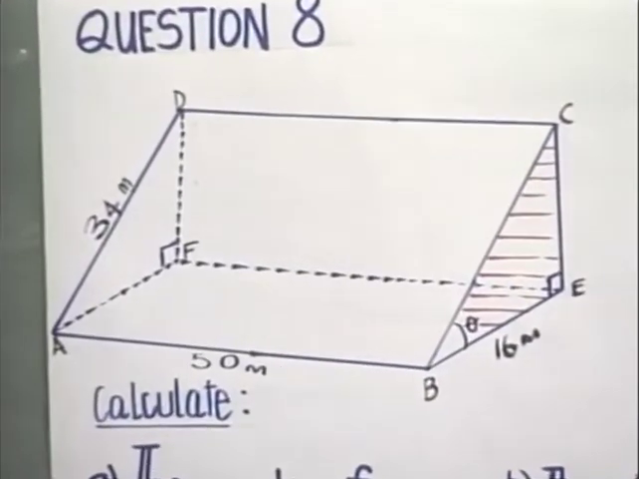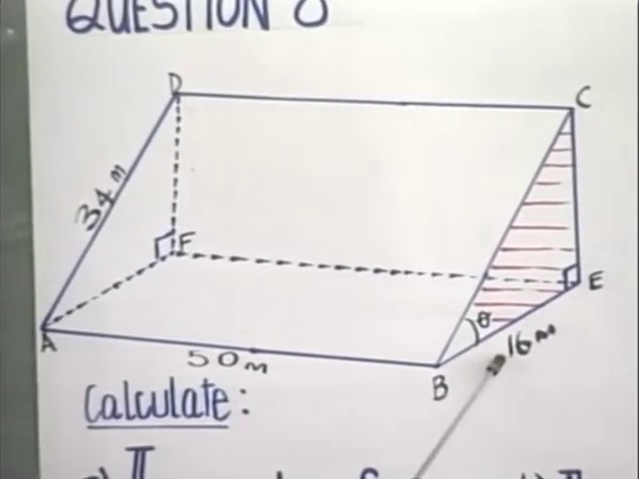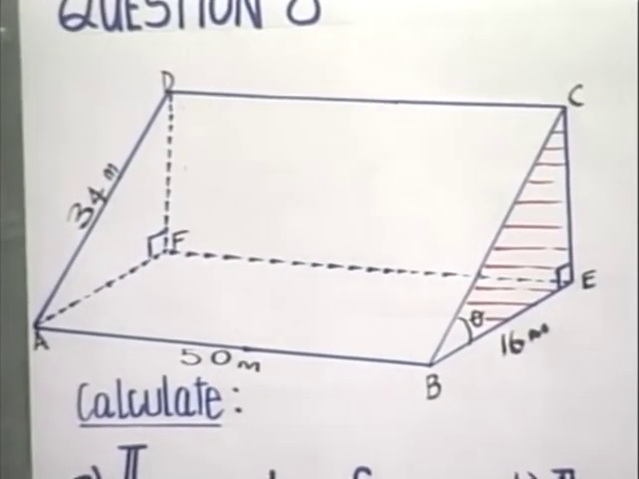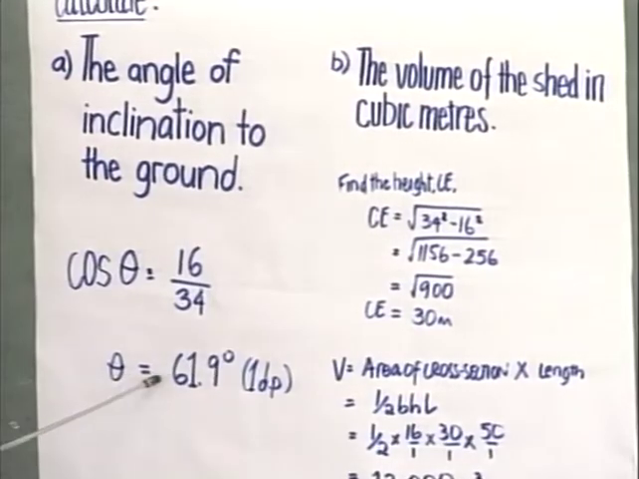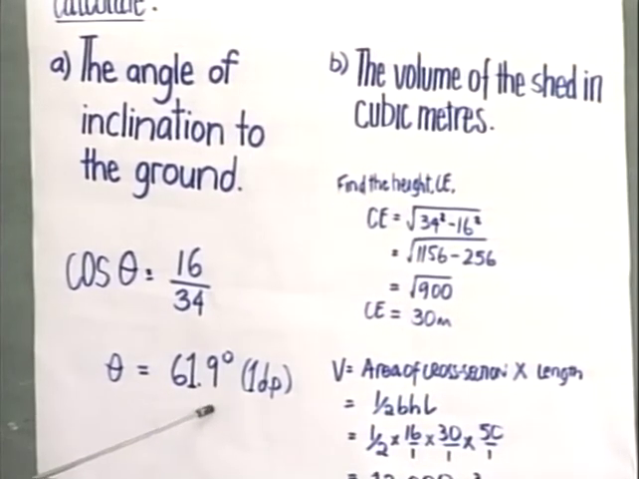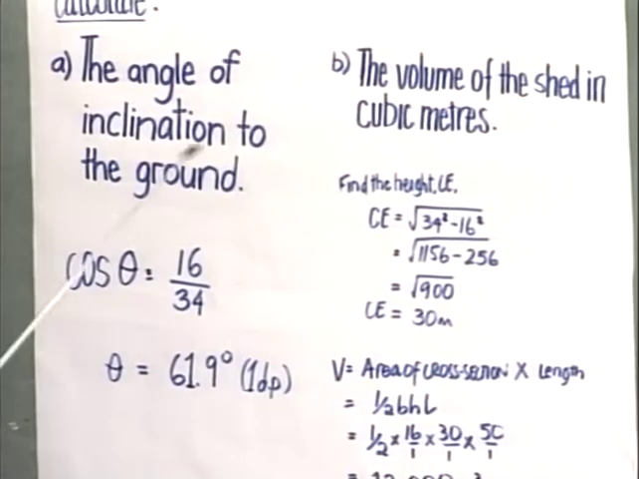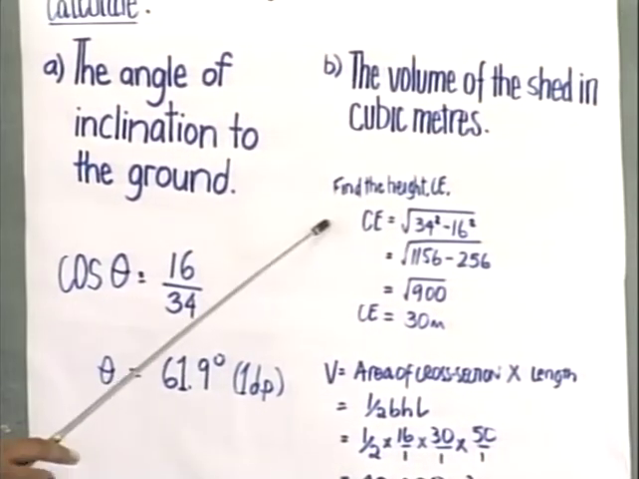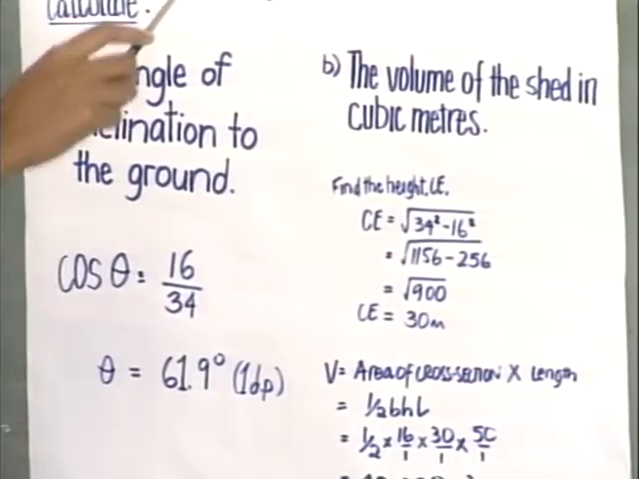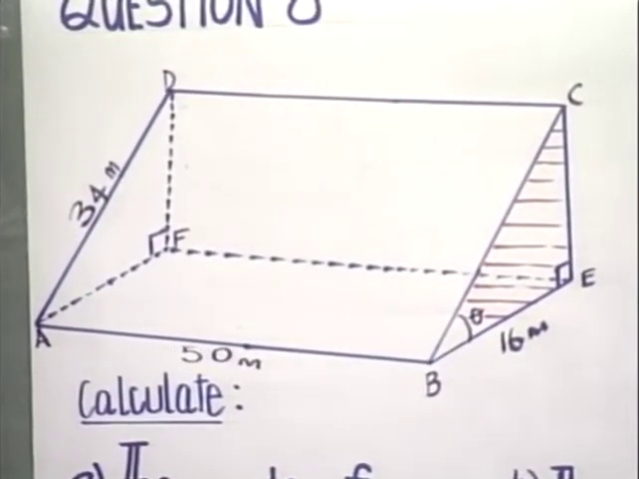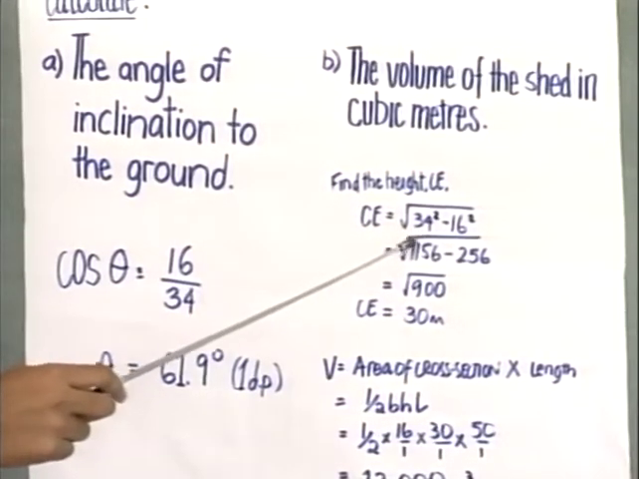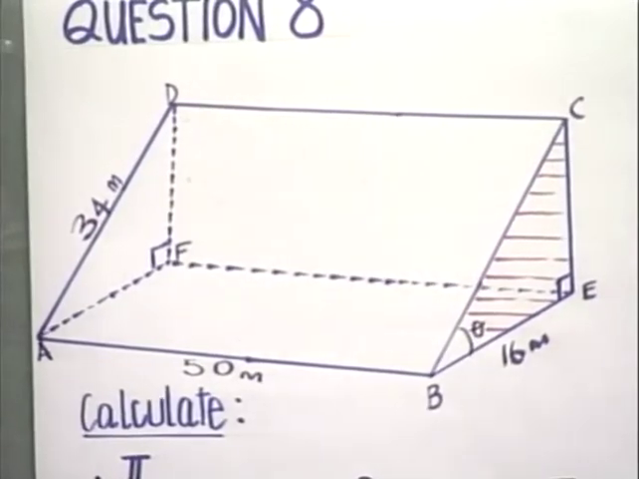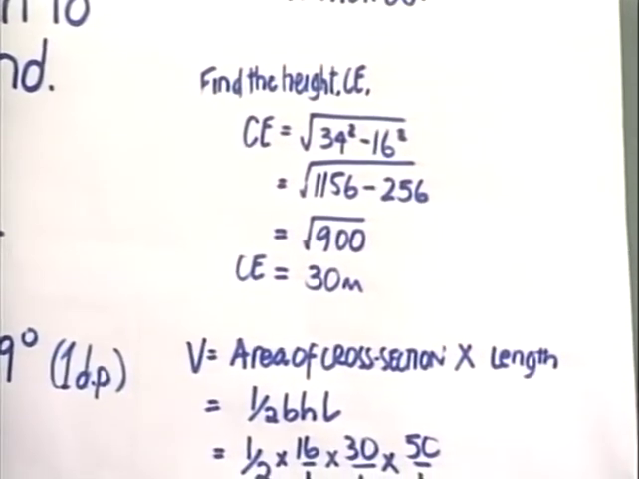So we use cos theta equals 16 over 34 because these two triangles are equal. So theta equals 61.9 degrees to 1 decimal point. And we are asked to find the volume of the shed in cubic meters. First, we need to find the height CE. So CE equals, we use the Pythagoras theorem, 34 squared minus 16 squared. We came up with CE equals 30 meters.